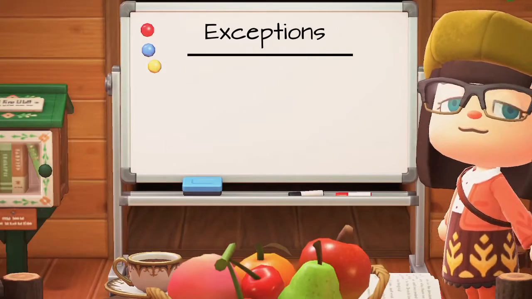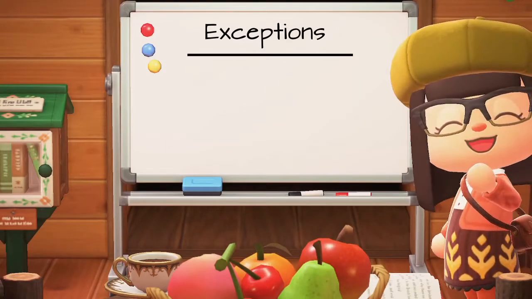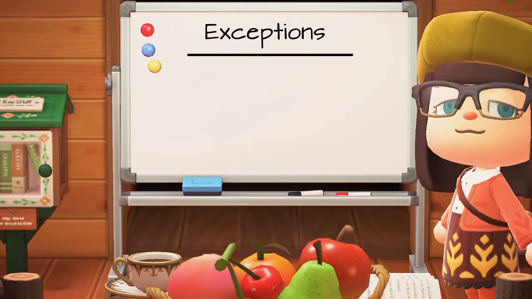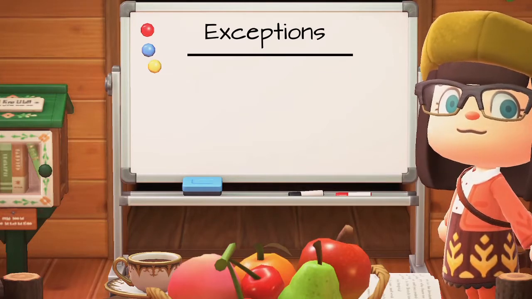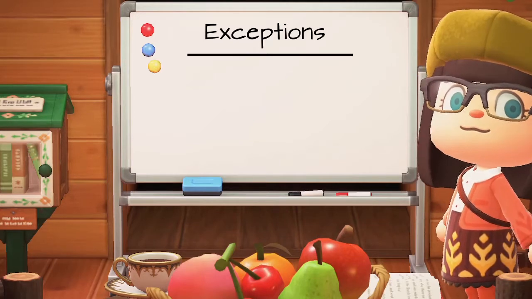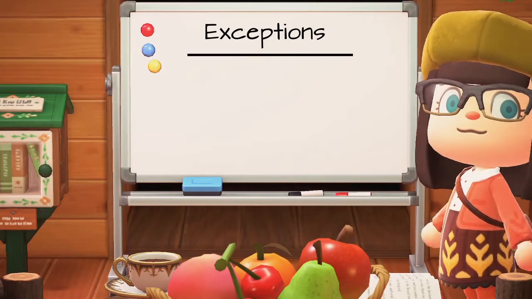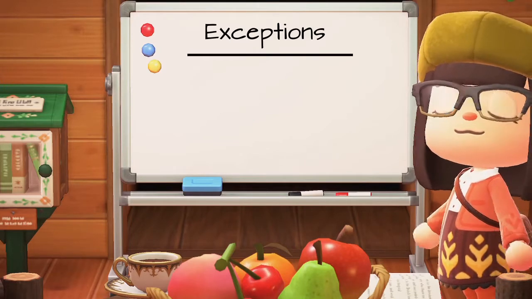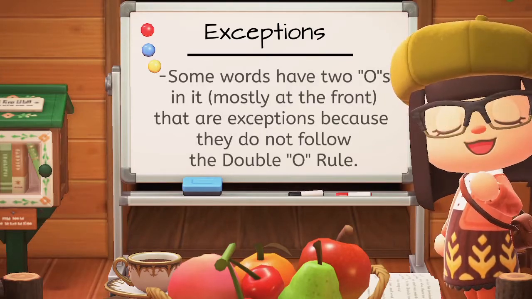Now let's go over the exceptions to the double O rule. There are a few words with double O's in it that do not follow the double O rule. They may have two O's in the beginning of the word or in the middle of the word, but it will just be written as is and not turn into a U.